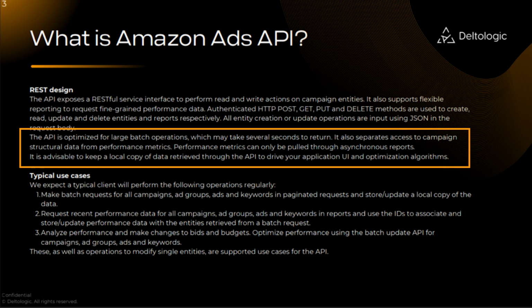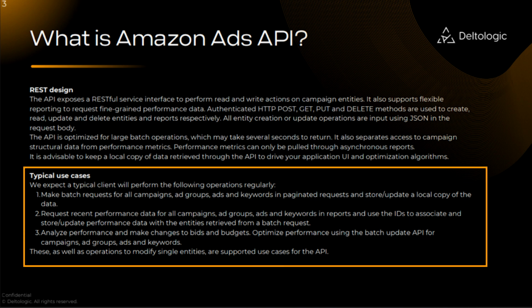Some of the typical use cases could be making a batch request for all campaigns, ad groups, ads and keywords in paginated requests and store or update a local copy of the data. You can also request recent performance data from all campaigns, ad groups, ads and keywords in reports and use the IDs to associate and store update performance data with entities retrieved from a batch request. You can also analyze performance and make changes to bids and budgets. Optimize performance using a batch update API for campaigns, ad groups, ads and keywords.